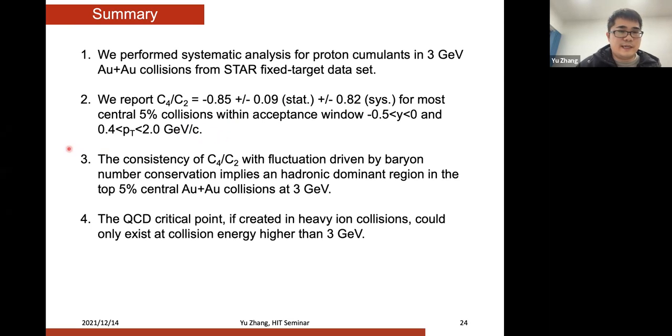There are two conclusions listed here. The consistency of the C4 over C2 with fluctuation driven by the baryon number conservation implies a hadronic dominant region at this 3 GeV, most central 5% Au+Au collisions, and the QCD critical point, if created in heavy ion collisions, could only exist at a higher energy than 3 GeV.